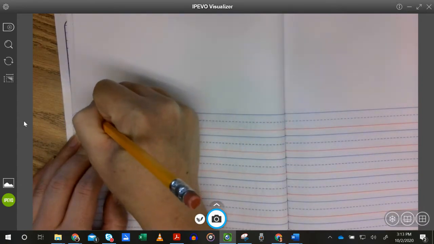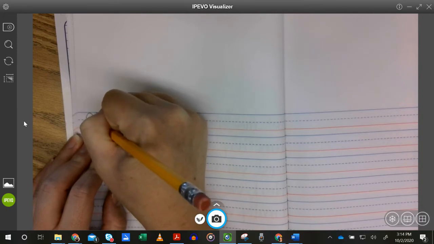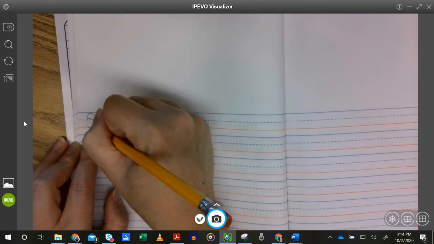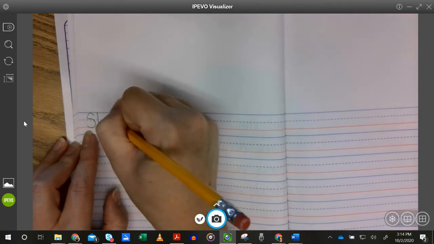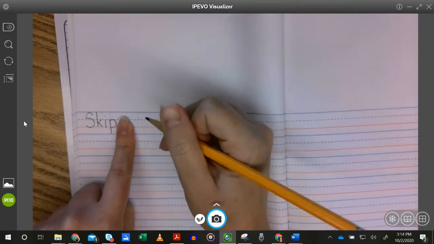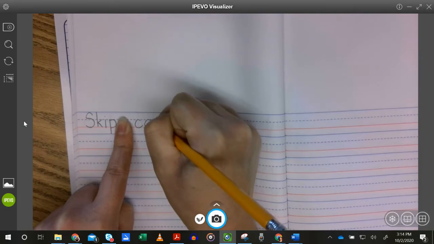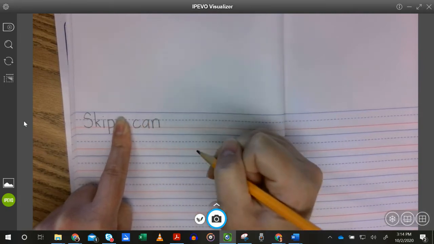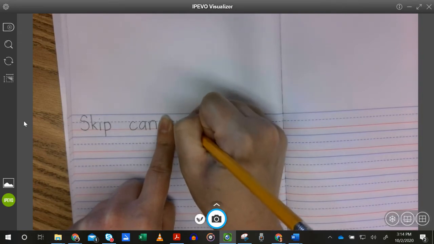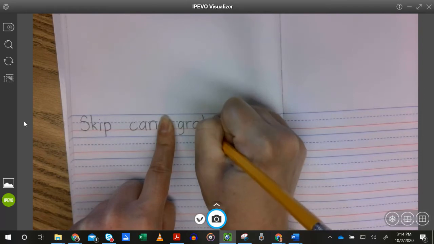Skip. Notice I started with a capital because it's the beginning of a sentence and a name. S-K-I-P. Finger space. Can. Can is a sight word. We've learned it. We should be able to use it. C-A-N. Can. Leave a space. Grab. G, g, g. R, A, B.